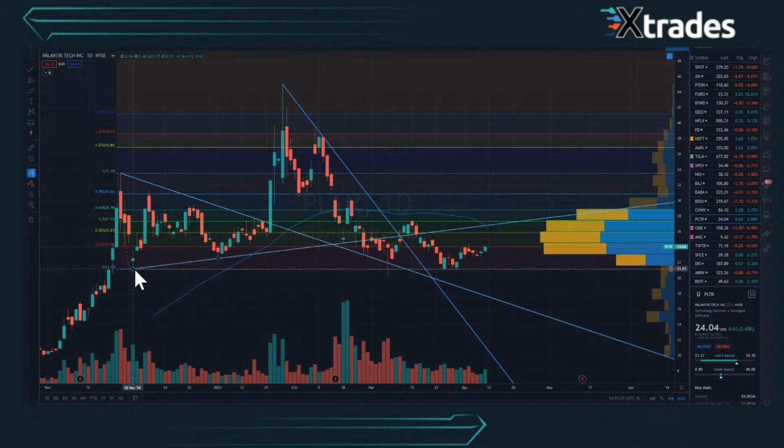So PLTR, I think it's kind of stagnant now. I'm a little bit afraid of it forming a head and shoulders here, right? It's got a kind of shoulder here. It's got a head over here, and I'm not really sure if it's trying to form another shoulder over here. Maybe go back up to $30 and then drop. But it's a possibility. I know there's been a lot of interest in PLTR. I personally think it's stagnating.